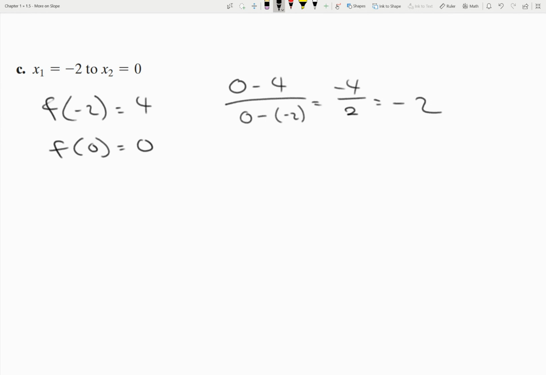Okay? And that makes sense if you think about a parabola going from a negative 2 to a 0. Right now my slope is going down. So it is very possible to have all these different slopes in a function.